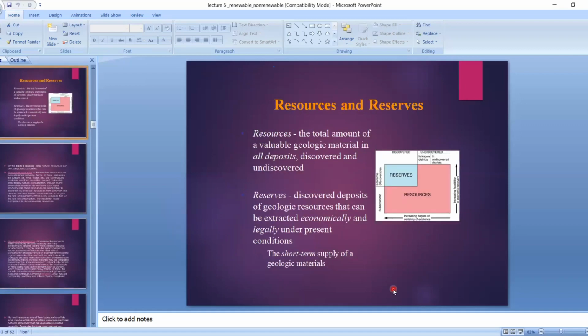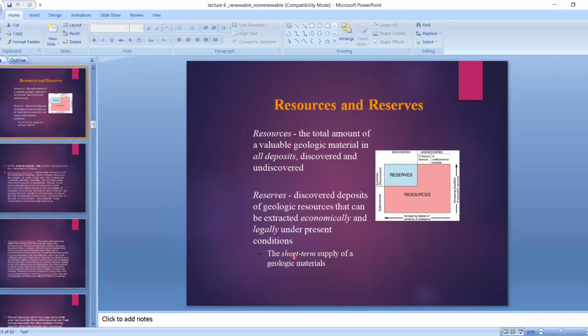So again, you can see here that you have so many resources on Earth, but only a part has been discovered and is economical or profitable, and you call that reserve. Other than that, which is either undiscovered or you don't have the technology to extract it, or even if you have the technology, the material is not sufficient and it will not be profitable to extract it, so you just leave it there. So all of it comes under resources.